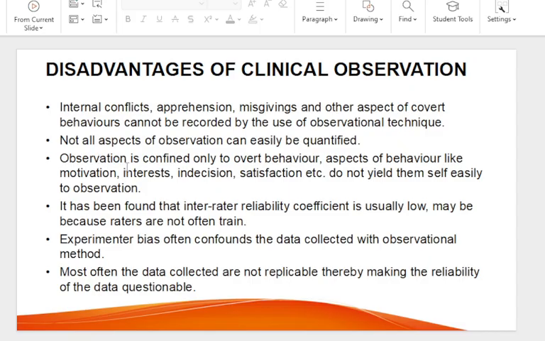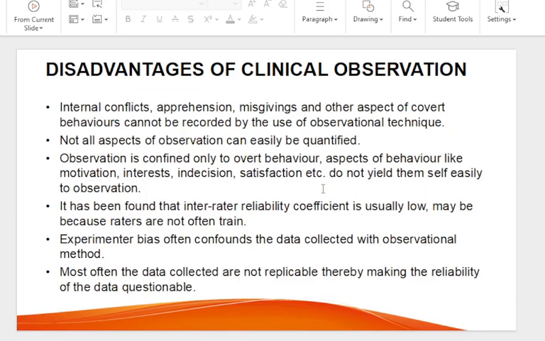Now, observation is confined only to overt behavior. Like we said before, you cannot really account for aspects of behaviors that are hidden: motivation, interest, indecision, satisfaction, level of elation. So they do not show themselves easily to observation. Somebody might be happy and not show a grain of smile at all. But then the level of elation could only be observable through an MRI or through invasive techniques.